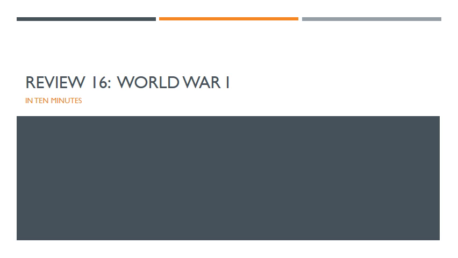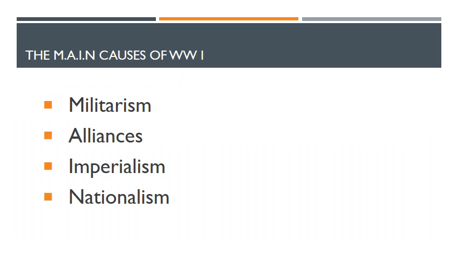Welcome to Review 16, World War I. When we are looking at the causes of World War I, we should remember the acronym MAIN, M-A-I-N, the main causes of World War I. And the MAIN represents militarism, alliances, imperialism, and nationalism.